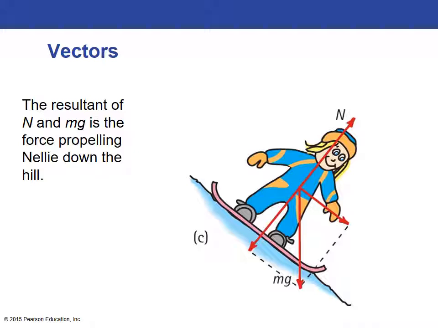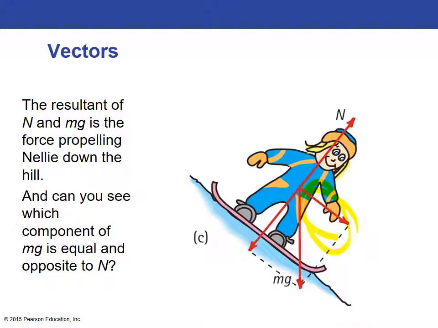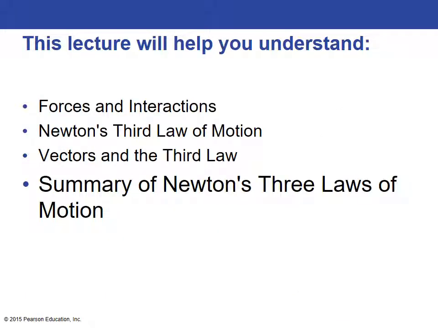So it's the resultant. I'm taking the normal force away from her weight, and the resultant, or the component, is giving me the force that is pushing her down the hill. So that's been your quick review of vectors. These are the kinds of problems we're going to work. Our last little lecture is a summary of Newton's 3 laws.